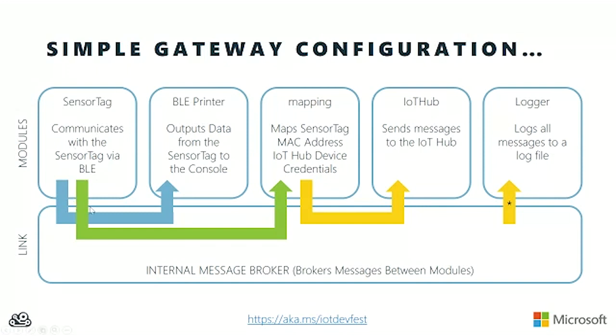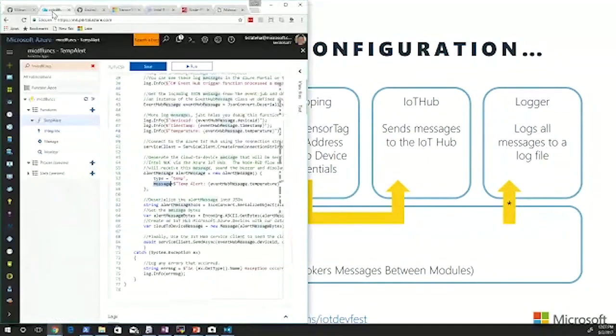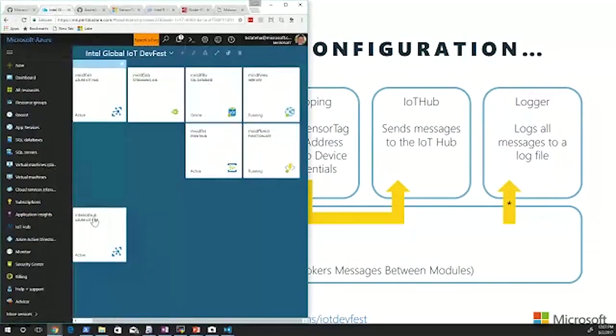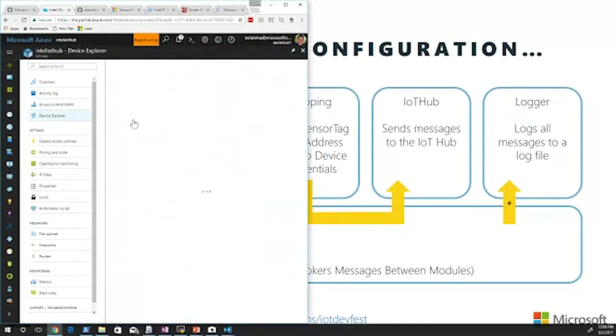It's also, though, going to send that same temperature data off through the message broker to a mapping module. And what the mapping module is going to do is take that MAC address for the BLE sensor tag and map it up to an IoT hub device credential. So if I jump back over to my portal here, and go back to the main page on my portal, you notice that I actually have another IoT hub that I set up here. And in that one, I've set up a device ID called sensor tag.